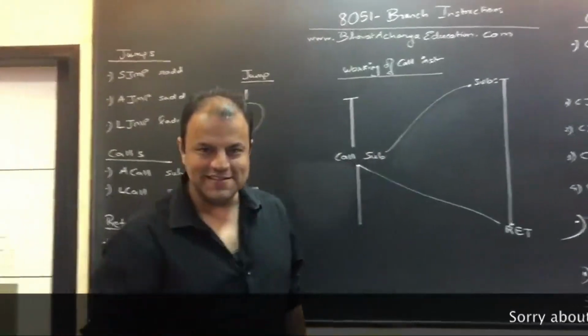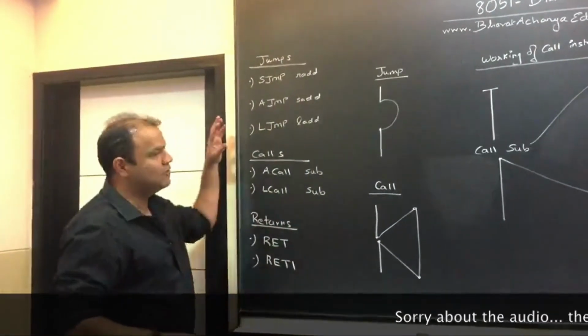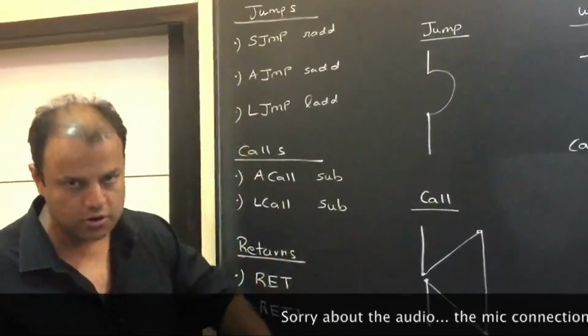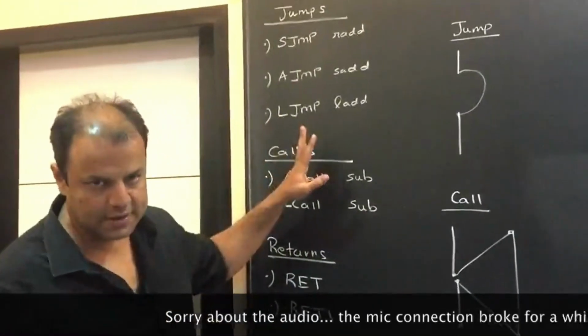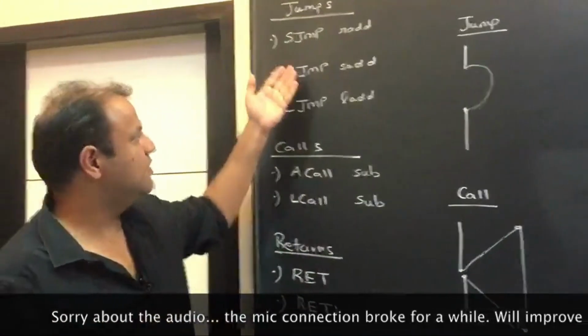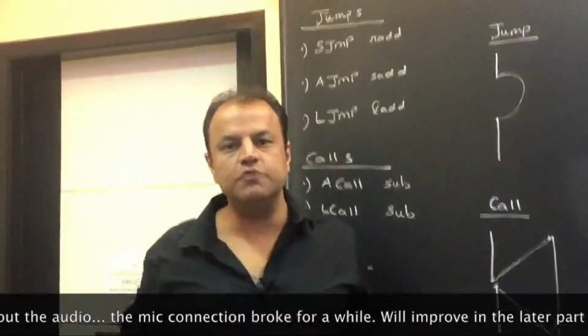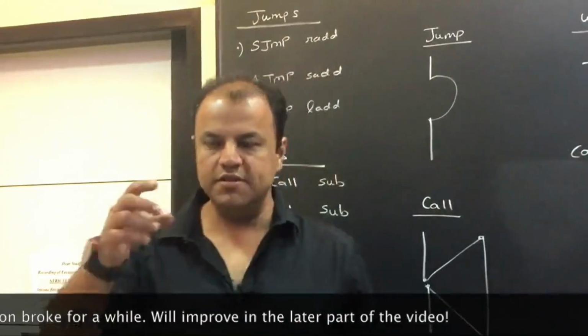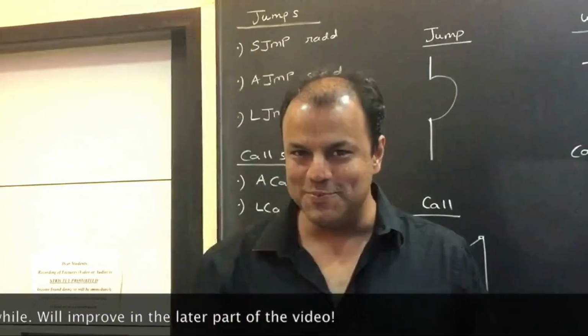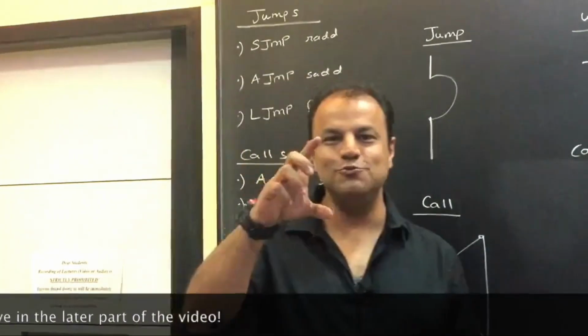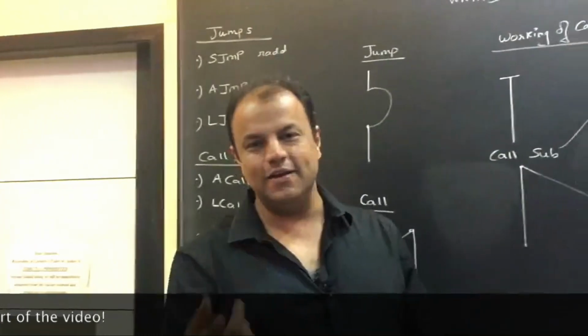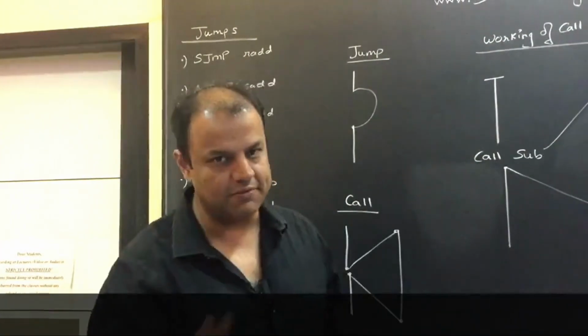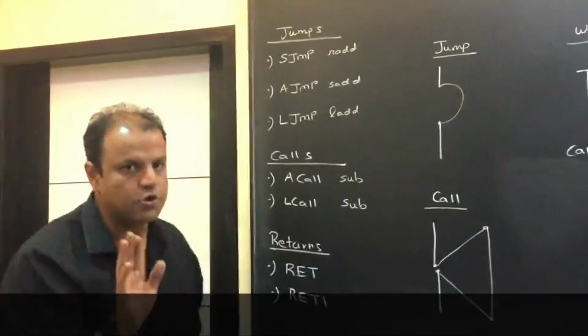Okay, so let's start. First, I'm going to make you understand what's the difference between a jump and a call. You know the different types of jumps, I'm not doing that right now. Different types are short, long and absolute. It makes no difference to the programmer whichever jump he or she uses. The difference is only in the range. In short, your range is -128 to +127. I hope you remember that. In absolute, the range is 2 KB but within the same page. And in long, there is no restriction, you can jump anywhere.